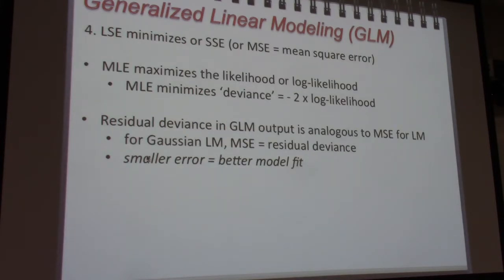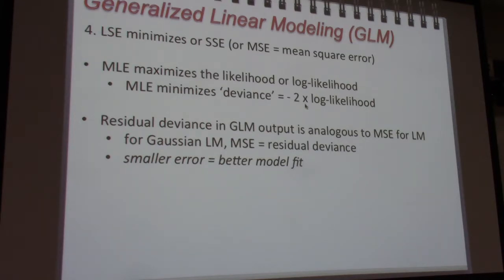The other difference, which seems minor, has to do with minimizing the error sum of squares, or the mean square error equivalently. As I said, the maximum likelihood procedure doesn't do that. It maximizes the likelihood, which is the same as maximizing the log likelihood, which is the same as minimizing the deviance, which is just minus 2 times the log likelihood.